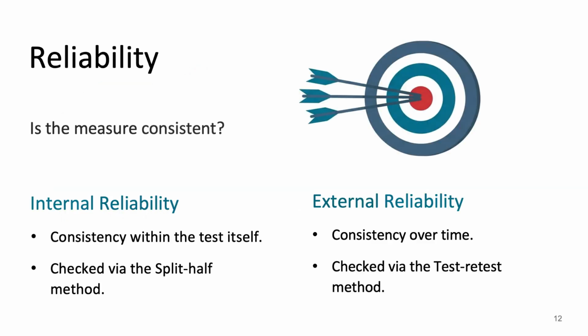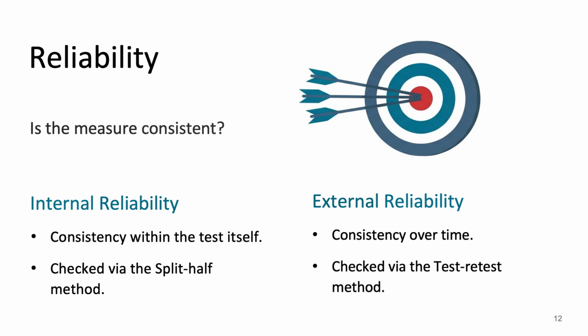While validity is about truth, reliability is about consistency. There are two types of reliability: internal and external. Internal refers to the consistency within the test itself. Do all the questions in the survey point to the same result? We check these using the split half method, comparing one half of the test to the other.